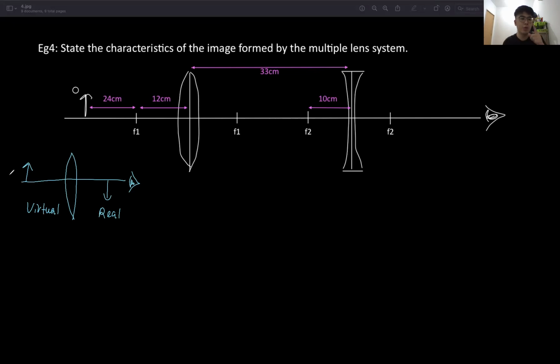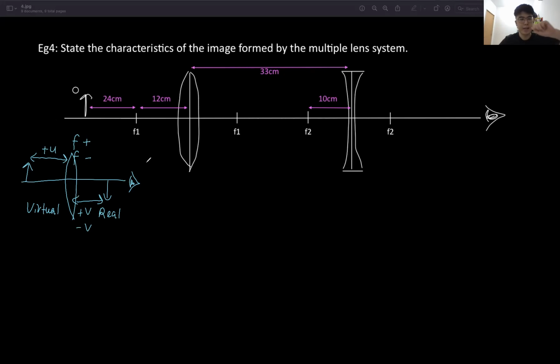For the object distance U, we always take the positive value. For V, depending on real or virtual, it can be a positive V or a negative V. For the focal length F, depending on the type of lens, a convex lens is positive and a concave lens is negative.